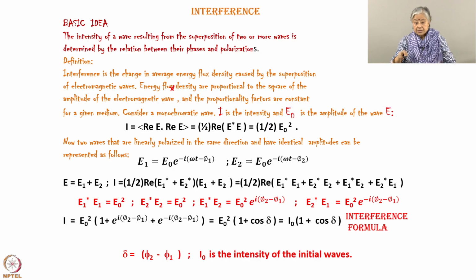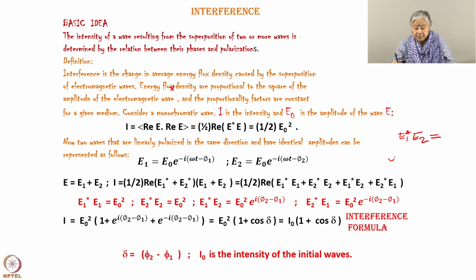Now, what about E1 star E2? E1 star E2 will be E1 star, the star of this E2. It will be E0 square, and I will have this term. Suppose I have written it like this, E1 star E2, I am just writing it down so that you are absolutely clear about what is being done, though you know what is being done.